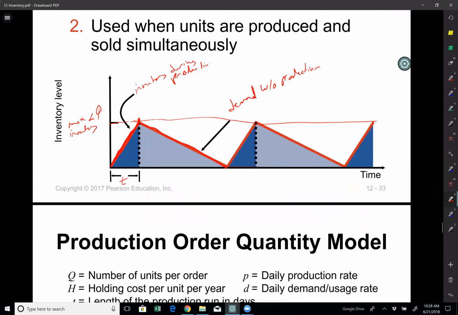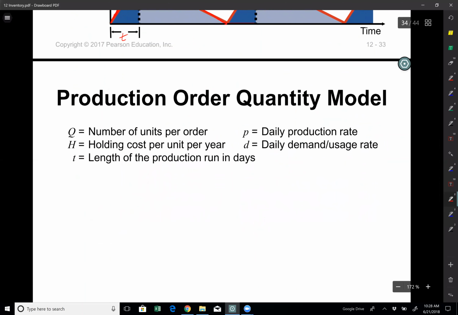So let's look again at the holding cost and this time not ordering cost, setup cost. Let's look at first holding cost. So annual holding cost is very similar to EOQ model. So you need to find your average inventory times holding cost per unit per year.